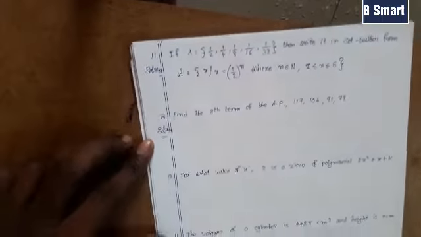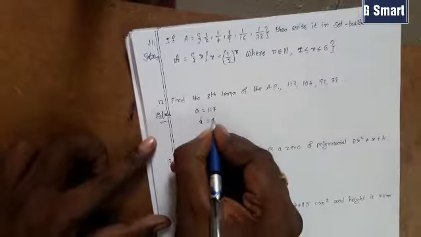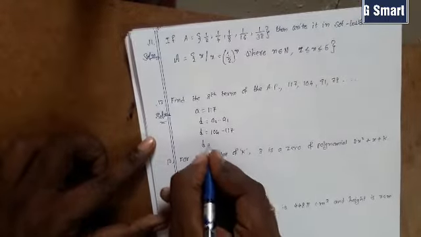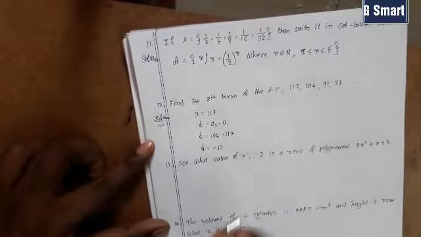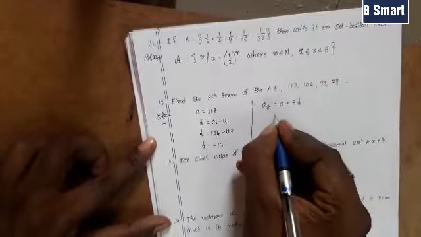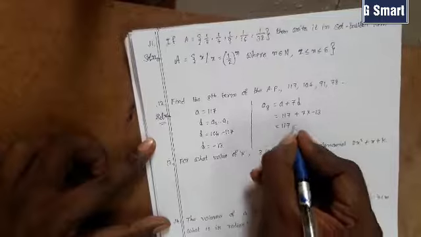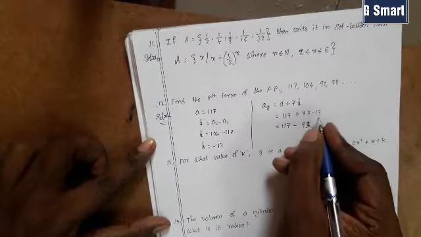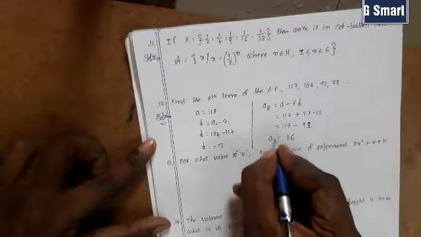Find the 8th term of the AP. So, simple. A is equal to 117, D is equal to A2 minus A1. So D is equal to 104 minus 117. So D is equal to minus 13. So we got the A value and D value, we want the 8th term. So A8 is equal to A plus 7D. So 117 plus 7 into minus 13. 7 threes are 21, 7 times 1 is 7, 9. So 11 minus 9 is 2, 7 minus 1 is 6. So A8 is equal to 26, this is the answer.